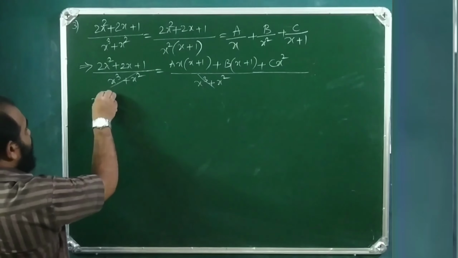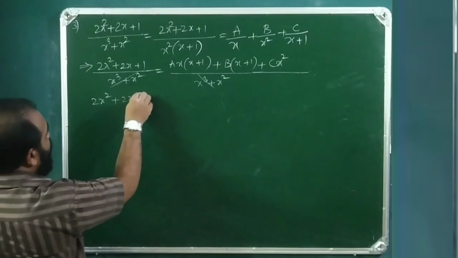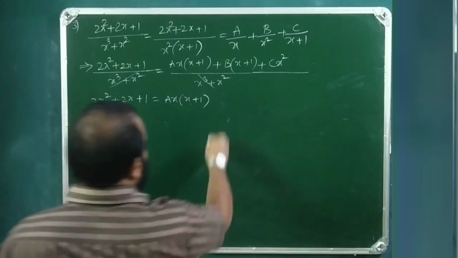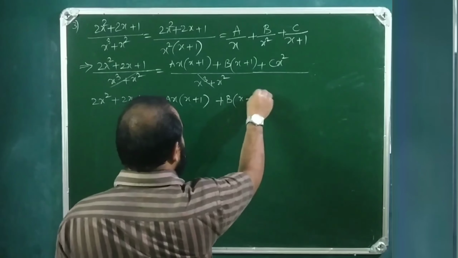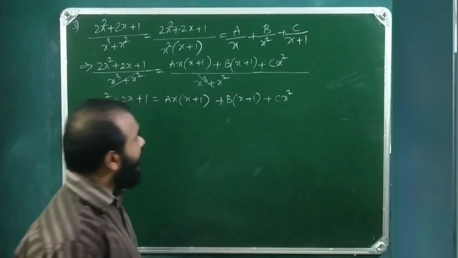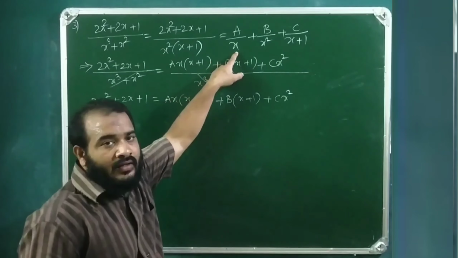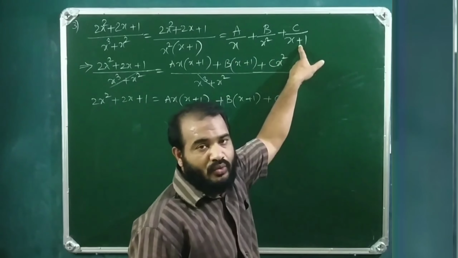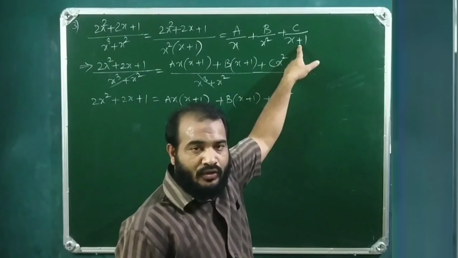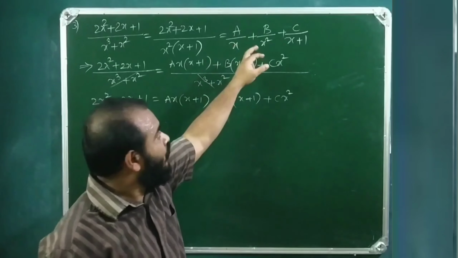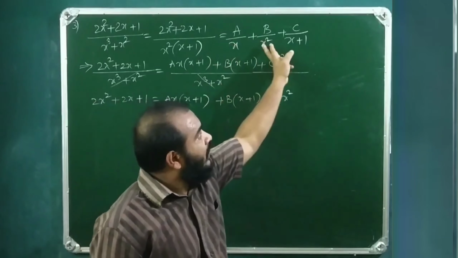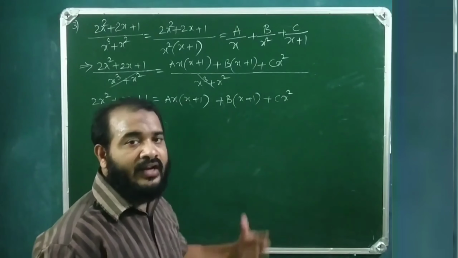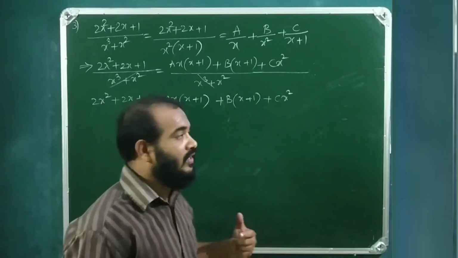2x square plus 2x plus 1 is equals to a into x plus 1 plus b into x plus 1 plus cx square. Here x is a linear factor, so x equals to 0 is the root, x equals to minus 1 is also the root, x equals to 0 and minus 1 we will use and will proceed. So 2 of ABC we are going to get. The third, to obtain the third constant, let us use the comparing the coefficients method. So let us do this.